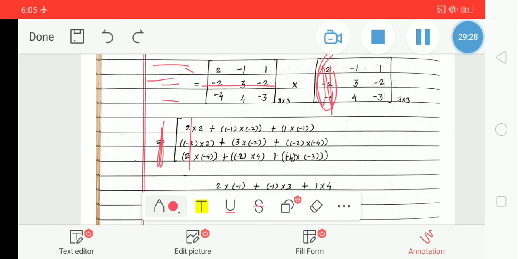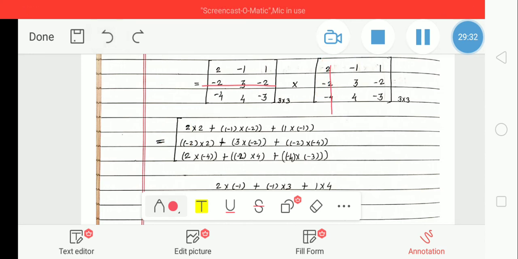So in this way, now we take second row and first column. So minus 2 multiplied by 2, 3 multiplied by minus 2, minus 2 multiplied by minus 4. Now here we take again first column and third row. So minus 4 multiplied by 2, minus 2 multiplied by 4, minus 4 multiplied by 3.